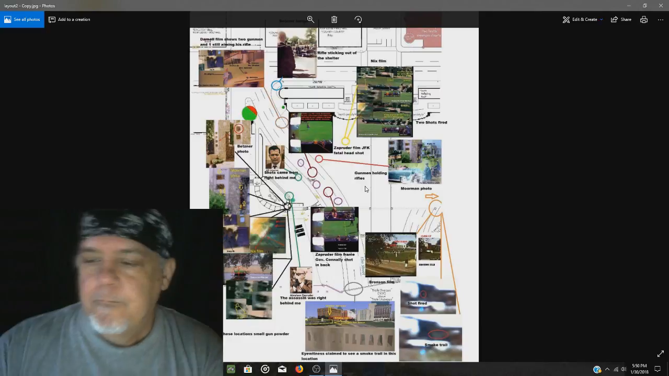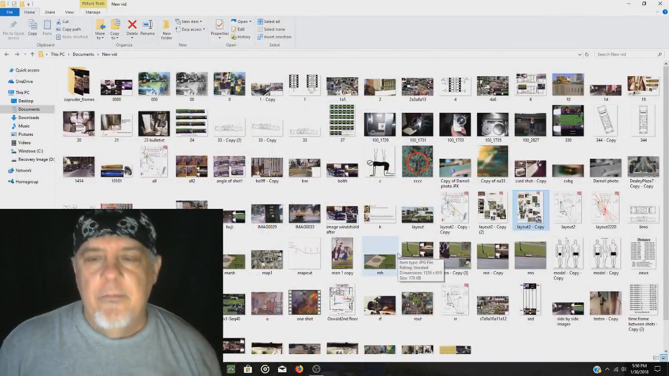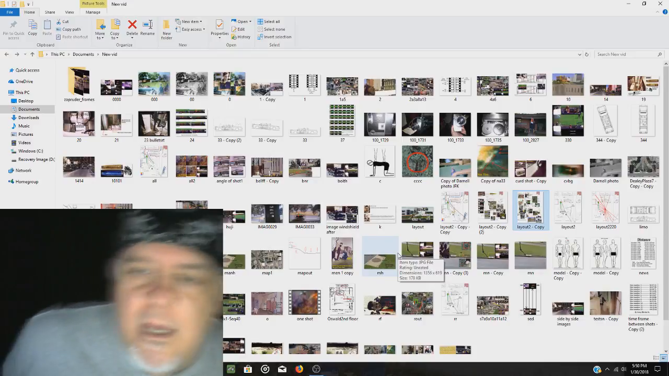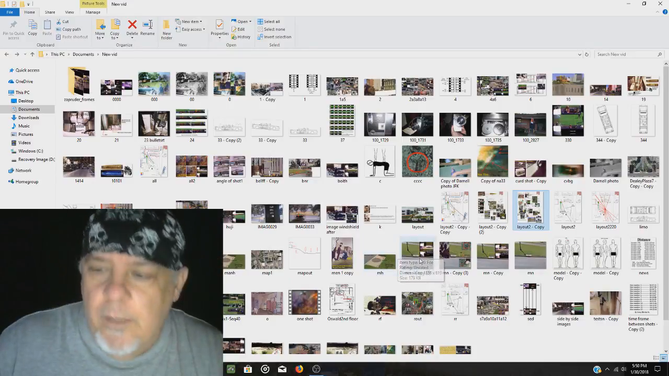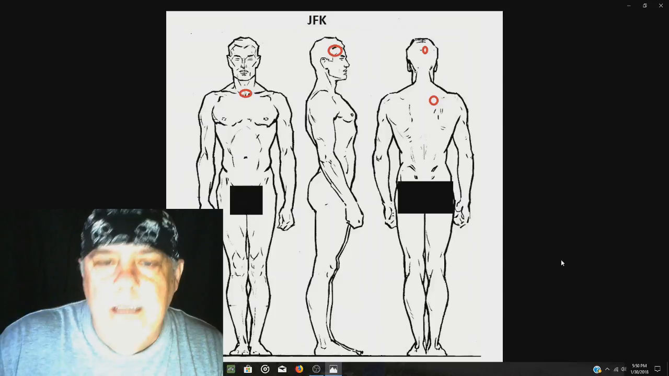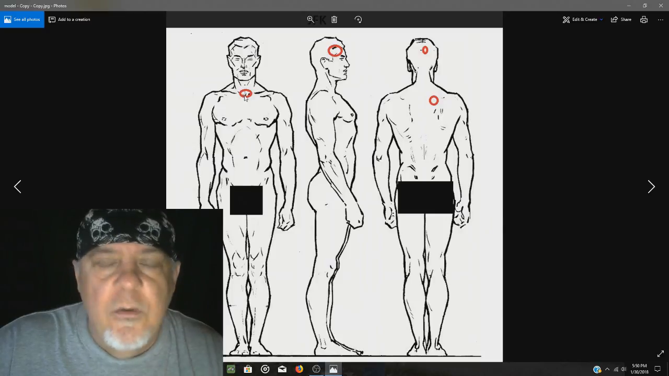Now we know. Okay, like I said, when it comes to doing research in this type of case, you have to look at it from all angles. You have to study it. You have to have things in mind, just like when I did the autopsy images on JFK, locations where these bullets struck and the exit wounds and everything else.